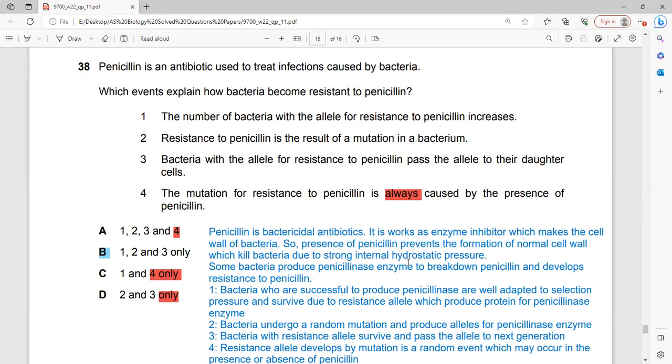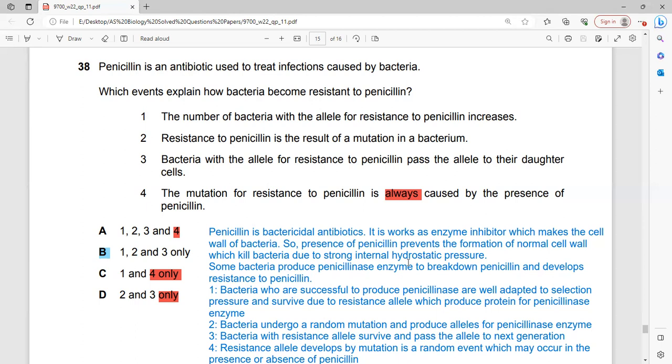But there are some bacteria that, by chance or by random mutation, start producing an allele, and this allele will be translated into a protein which makes the penicillinase enzyme. This penicillinase enzyme will break down the penicillin. So in this way, the penicillin cannot work on that bacteria. So this bacteria has resistance to the penicillin.